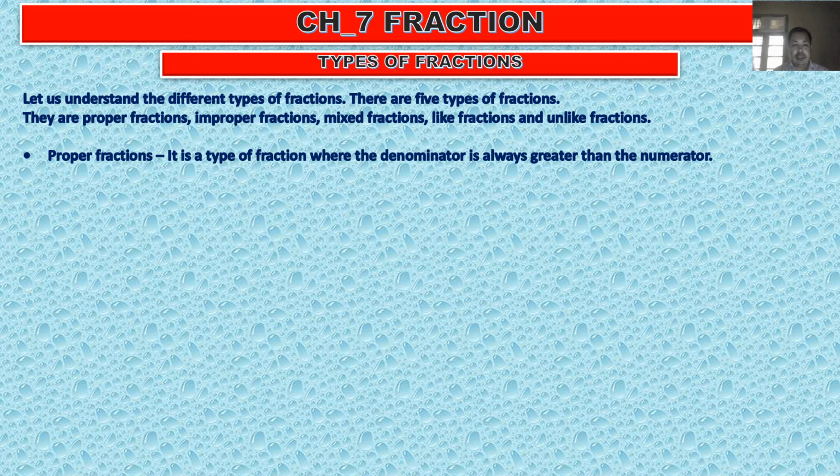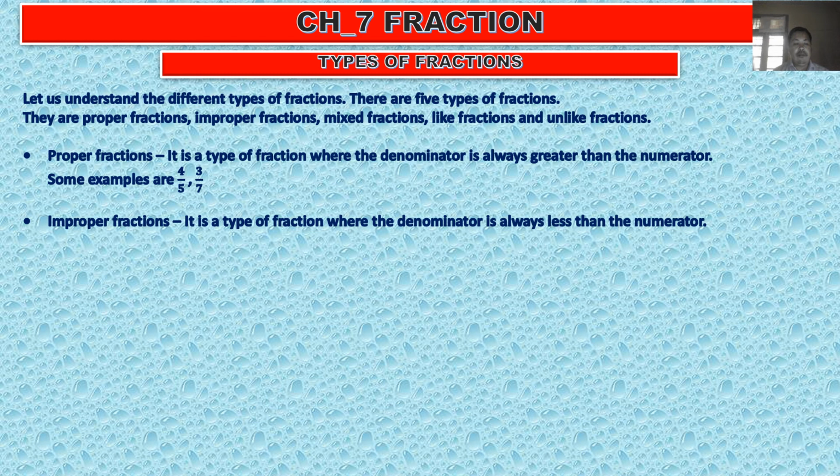There is proper fractions. It is a type of fraction where the denominator is always greater than the numerator. Some examples are 4 by 5 or 3 by 7. Here you can see that in these two examples, the denominator is always greater than the numerator. Such type of fraction is called proper fraction.